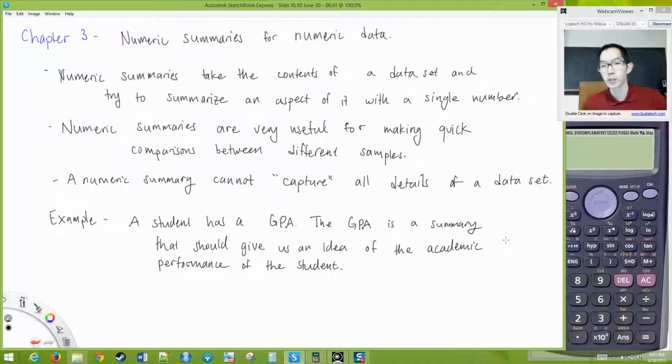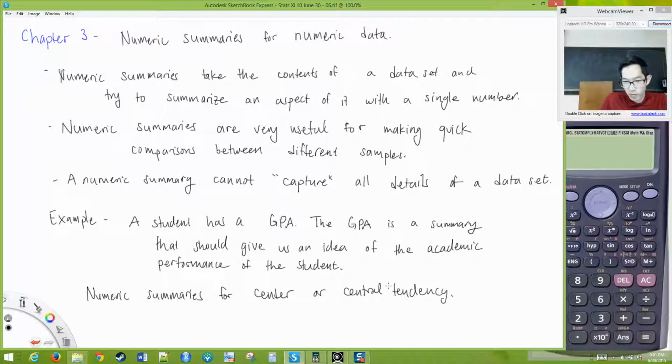Okay, and so there are two broad categories of numeric summaries that we're going to cover today. We have numeric summaries for center or central tendency, and we have numeric summaries for spread or dispersion.